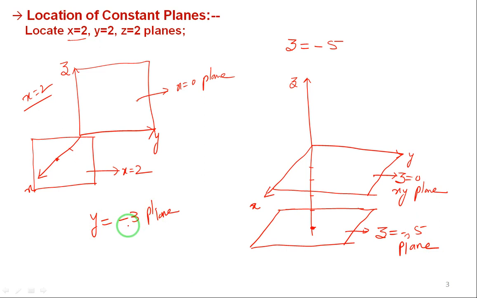Try to locate the y equal to minus 3 plane. Anybody? If anybody is over, you can unmute and speak. Mine is over. Please try to locate the y equal to minus 3 plane. If anybody has drawn, please unmute yourself and respond. I have done it. For your verification, I will be showing you here.